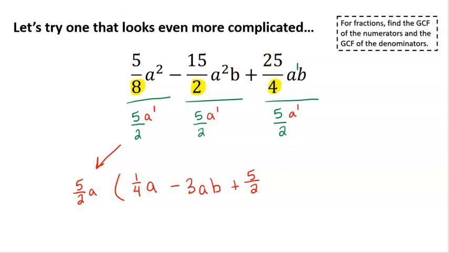All right, so we've got a to the first and a to the first. Those are going to cancel out, and so I'm just going to be left with b on this last one. And there you have it.